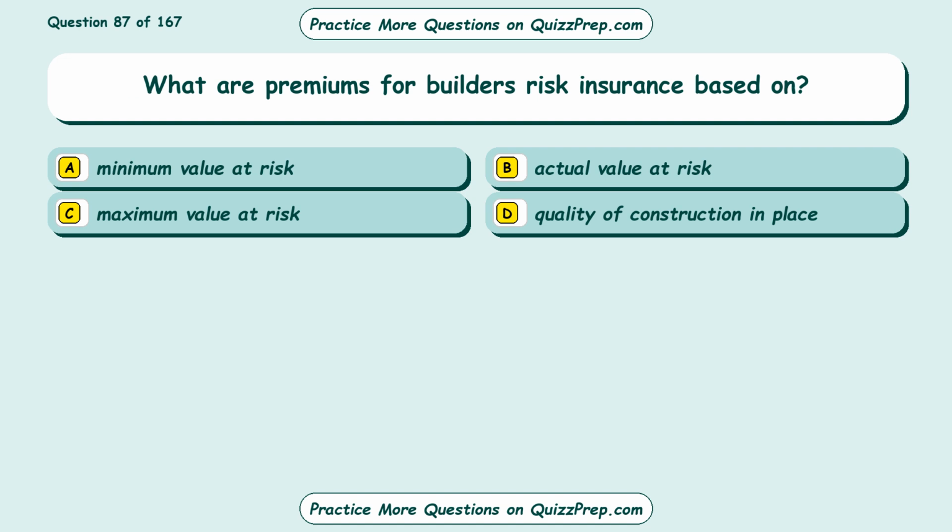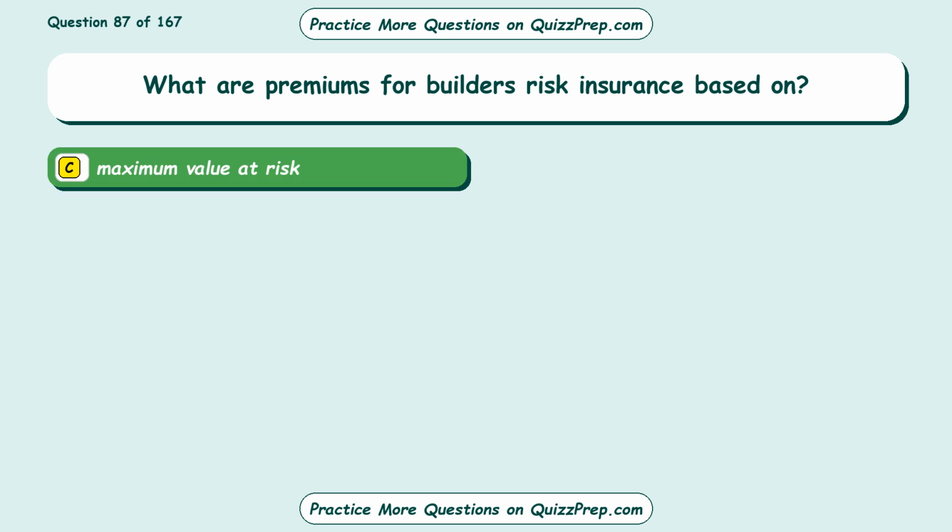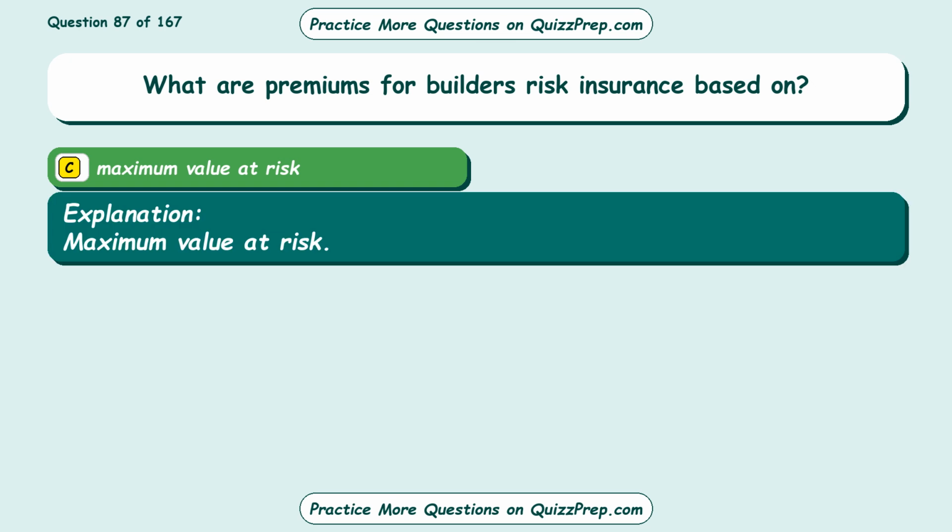Question 87. What are premiums for builder's risk insurance based on? Option A, minimum value at risk. Option B, actual value at risk. Option C, maximum value at risk. Option D, quality of construction in place. The correct answer is option C, maximum value at risk.